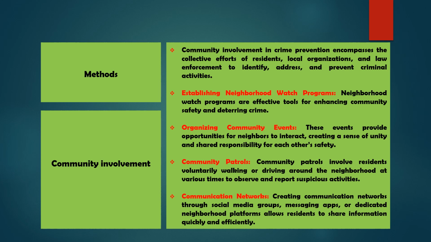The other method that could be used to prevent crime is what we call community involvement. At this stage now, we are moving to the community level. Target hardening is largely individual based. Community involvement is now escalating the matter of crime prevention to the community level.